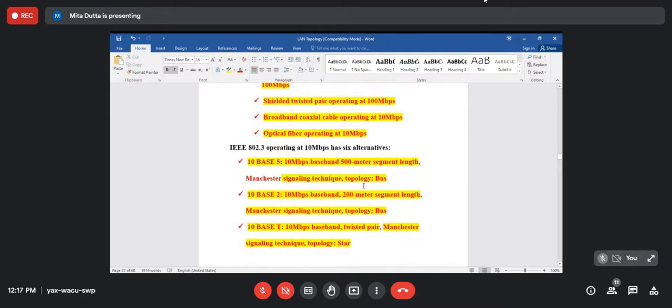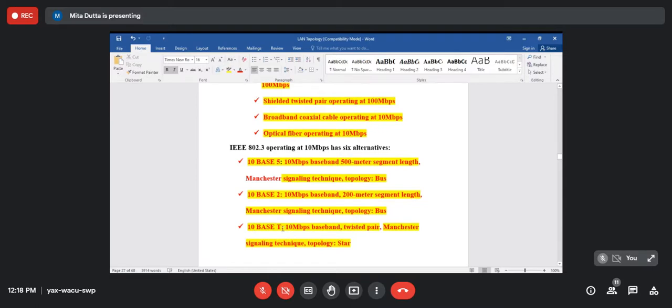802.3 again has 6 alternatives for 10 Mbps, which is 10 base 5. Here the first 10 denotes the data rate. Second, base means it is a baseband LAN, and 5 means how long the length of the local area network will be. It is 500 meters. And the signaling technique we use is Manchester, and the topology is bus topology. If it is 10 base 2, which is 200 meter segment length, here again Manchester signaling is used and the topology is bus.